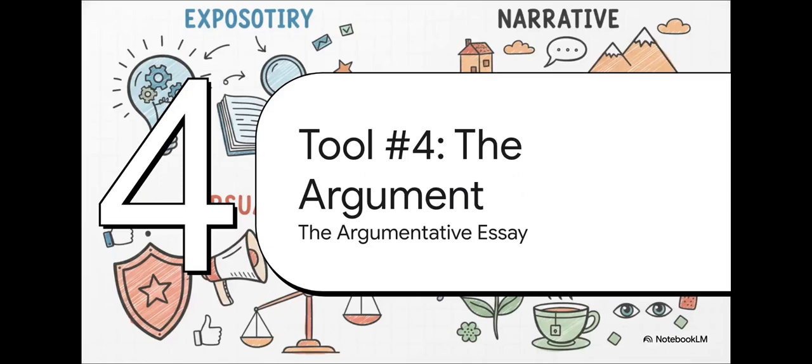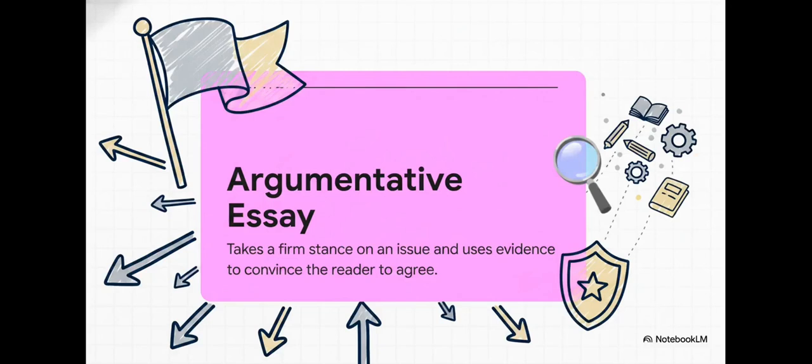And that brings us to our final and maybe our most powerful tool. This is the one you pull out when you want to win an argument, the argumentative essay. So, unlike the expository essay, the argumentative essay is definitely not neutral. It plants a flag, it takes a firm stance on an issue, and then it uses a whole barrage of evidence to systematically convince the reader that its point of view is the right one.